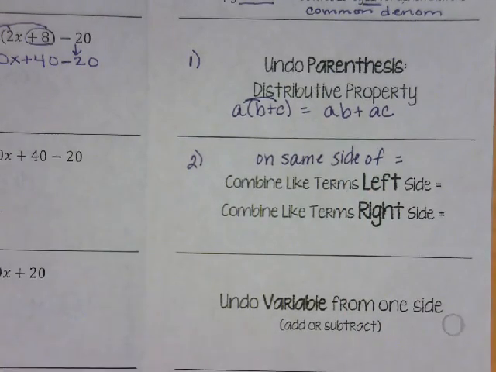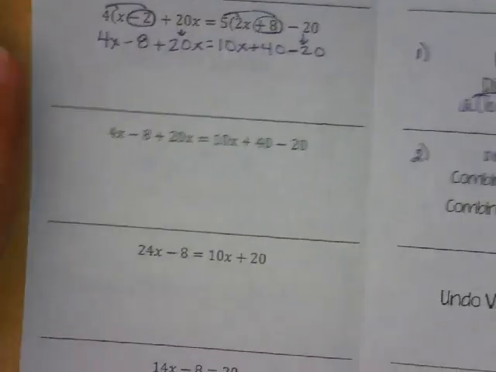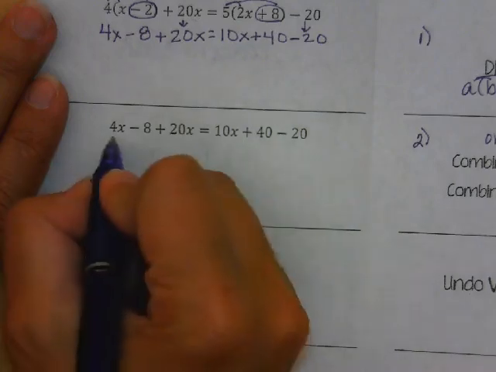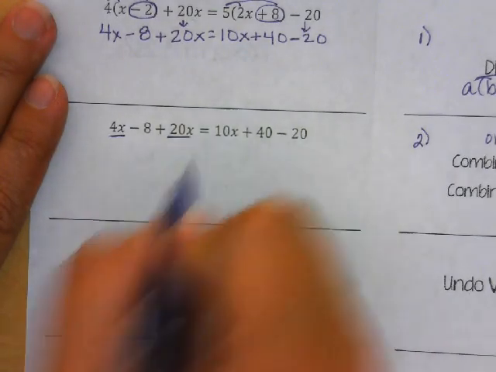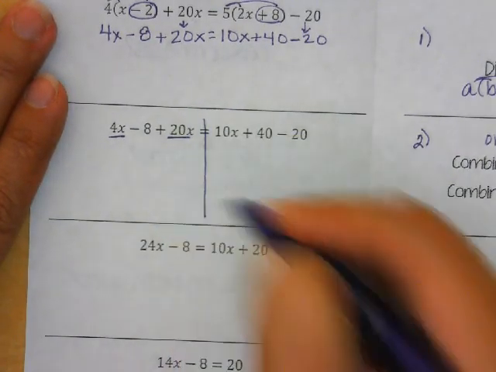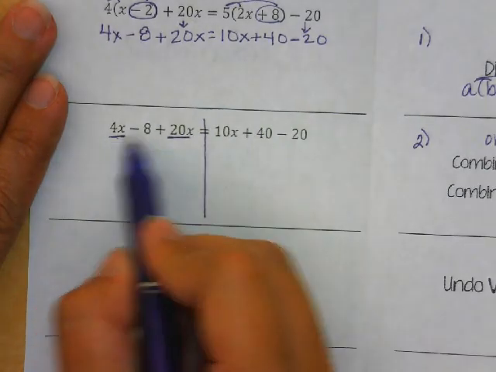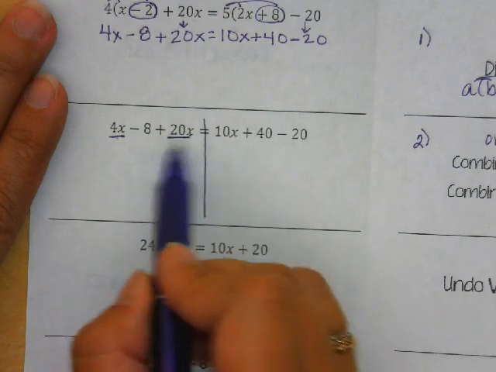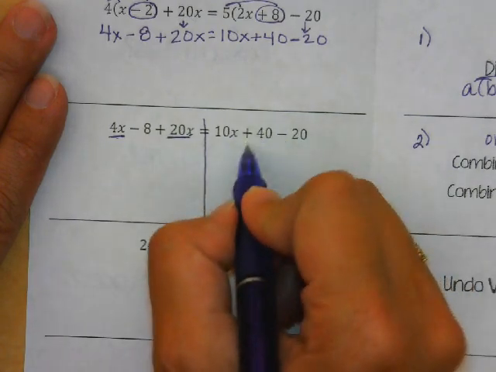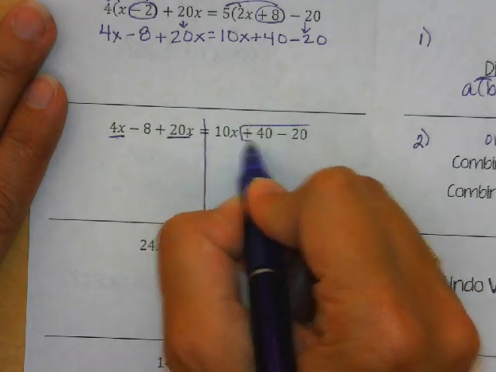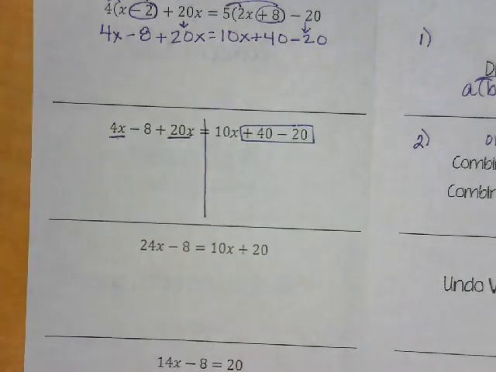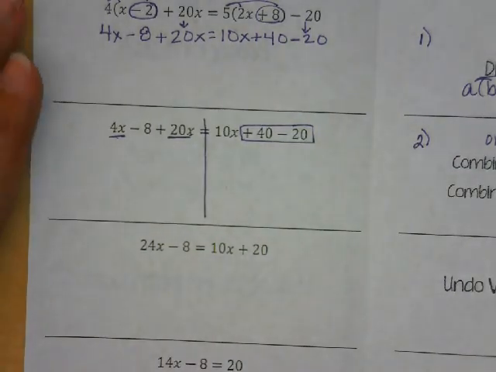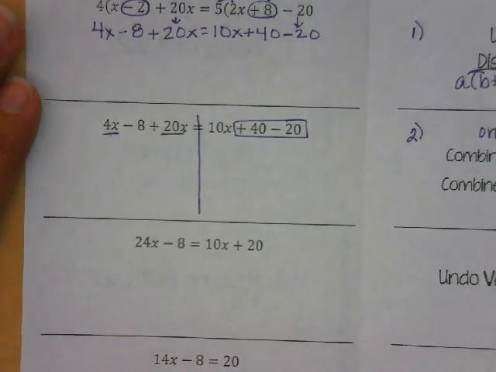Okay? So when I look over here, I see that I have x's on this left-hand side, I can put my x's with my x's. Here I have an x, but it's on the other side, so I'm not worrying about putting it over here. But I do have two regular numbers, or constants as we call them, on the right-hand side.